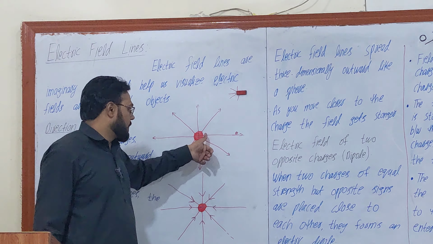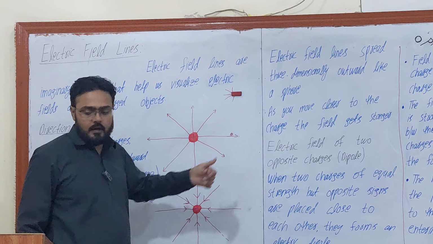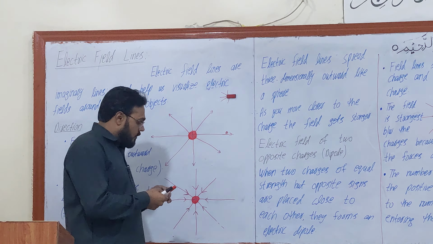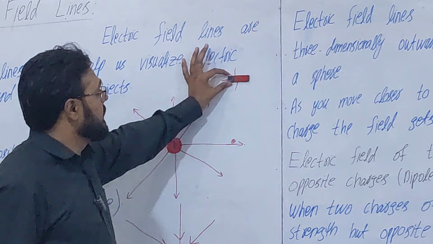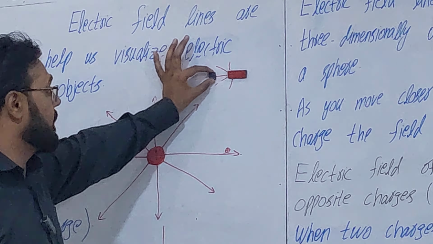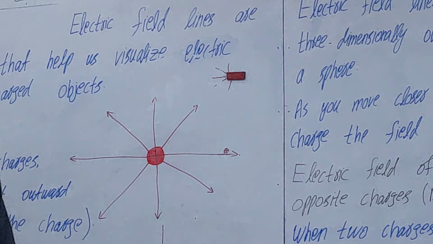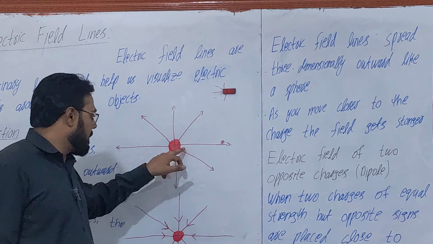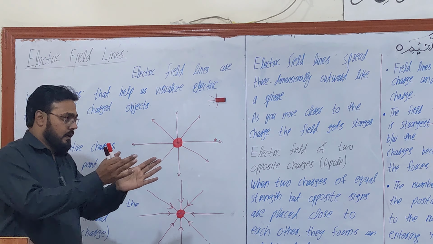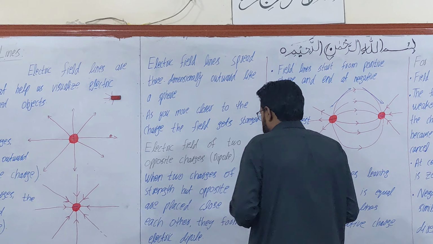Closer to the charge, the field lines are stronger, and away from the charge, the field lines are weaker. Similarly, in a magnetic field, close to the magnet, the field is stronger. But away from it, there is a magnetic force, but weaker as compared to here. So closer to the magnet or charge, the field, electric or magnetic, is stronger. Away from the charge, the field is weaker.